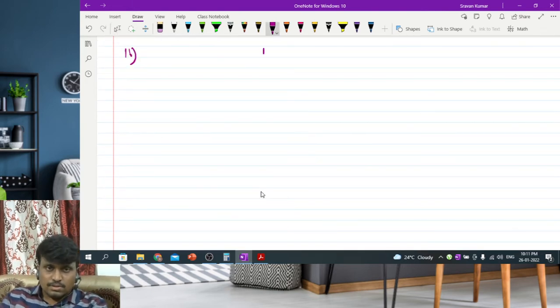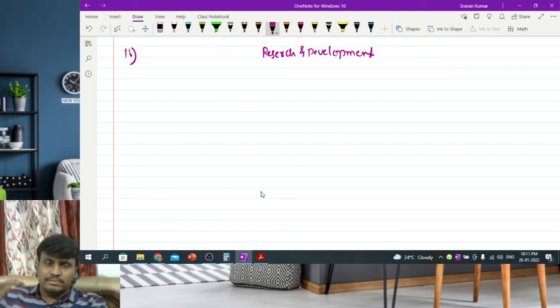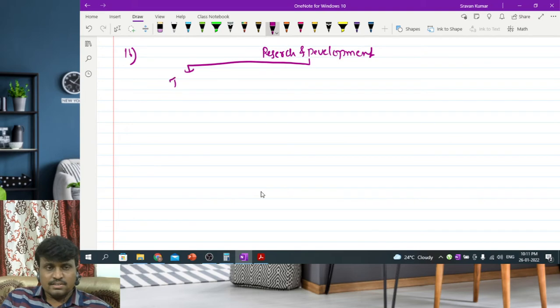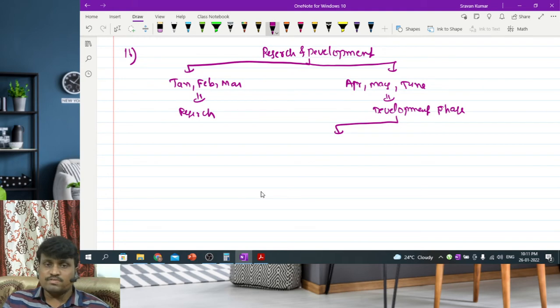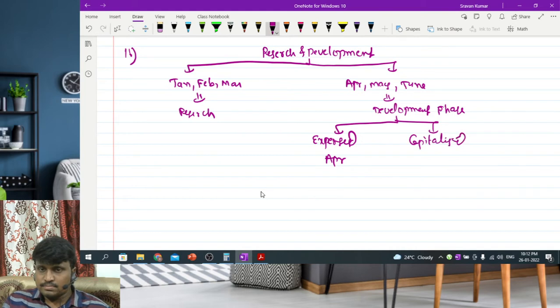So coming to the first point, we have research and development. He clearly stated January, February, March are completely covered under research. And April, May, June are covered under what? Development phase. Out of that, he didn't have confidence till 30th April. He got the confidence from 1st May. So this is how much amount expensed for one month, nothing but April. Then what is capitalized? May and June are capitalized.